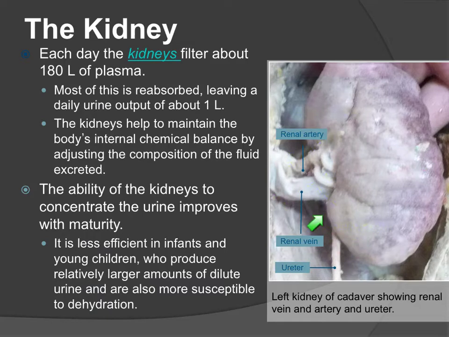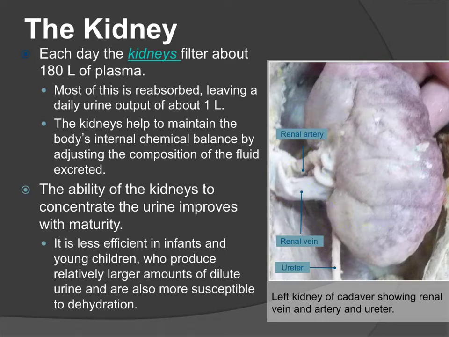So we have a lovely, not so lovely, picture of a real kidney over here, and the kidneys are going to be the major organ involved in filtering our blood and producing urine. So in other words, in regulating how much water is found in our body and how much water we excrete.